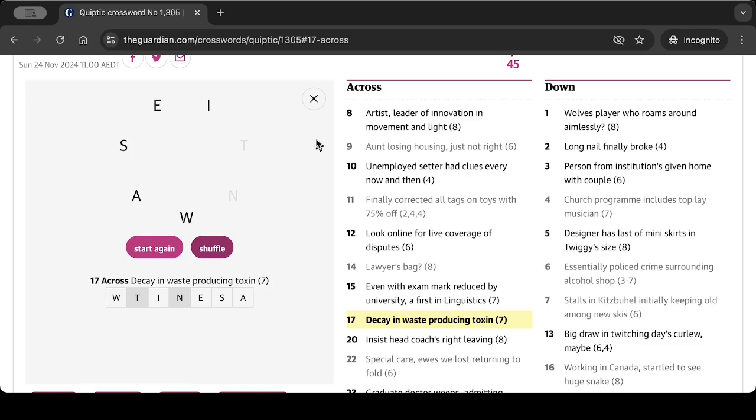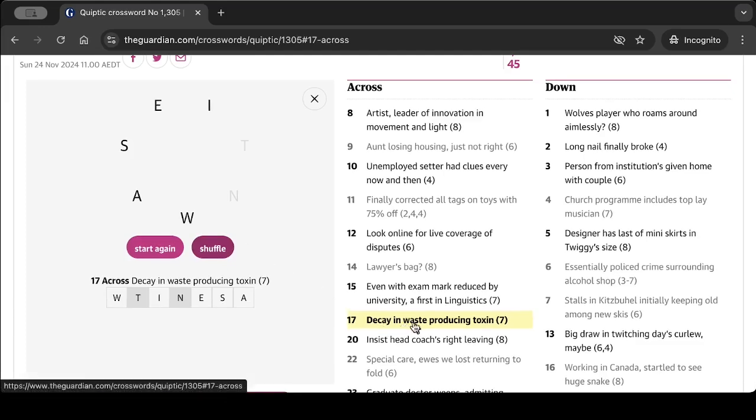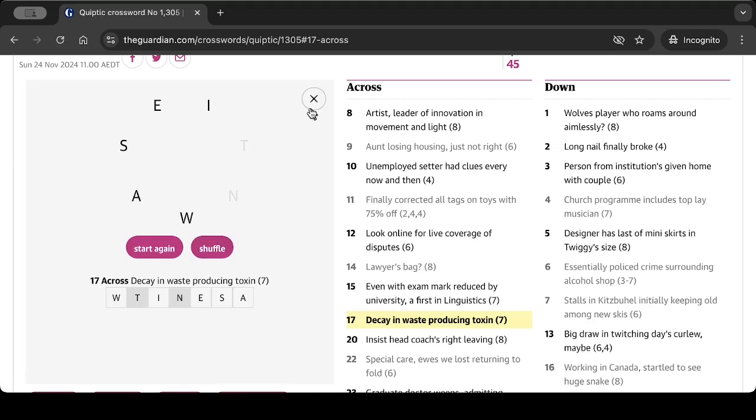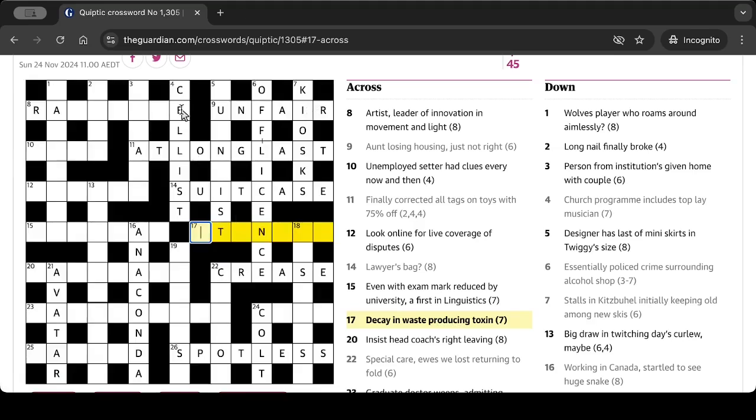Could be that I'm just completely getting the mechanism wrong. It could be that we have a word for decay that's inside the words "waste producing toxin". If that was the case, we could have a step broad. No, doesn't quite work. So we did get the E from cellist.